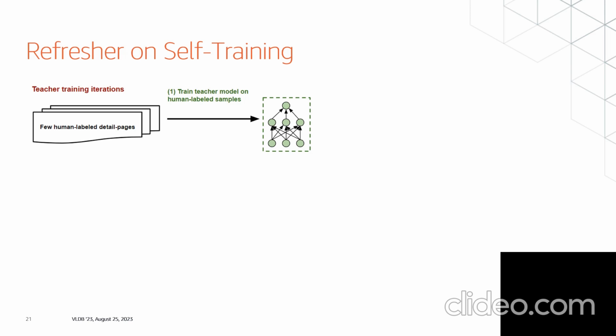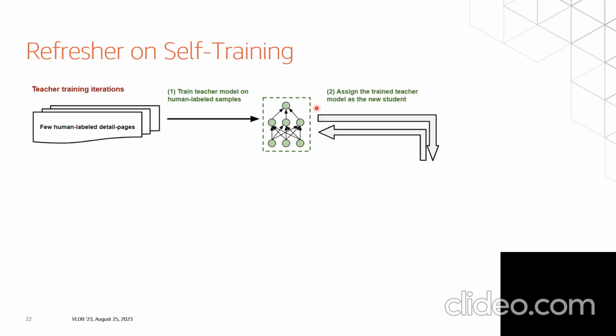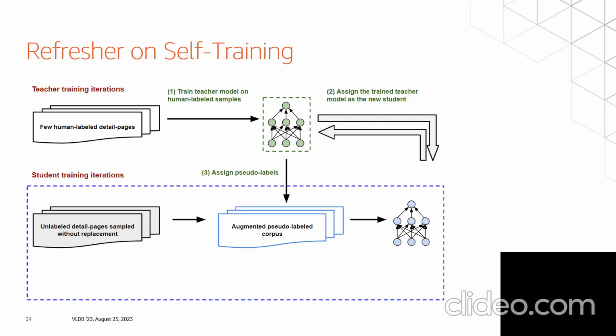So the self-training algorithm typically starts with training the model, which is called the teacher model, on a few human labeled pages from the target website. Once we have the trained model, we assign the model as the student model, which is a model with the same architecture as the teacher model, but it's trained on a different corpus. So to construct the corpus to train the student model, two things are done. First, we augment the human label samples that were used to train the teacher model, and we assign some pseudo labels to some unlabeled web pages.